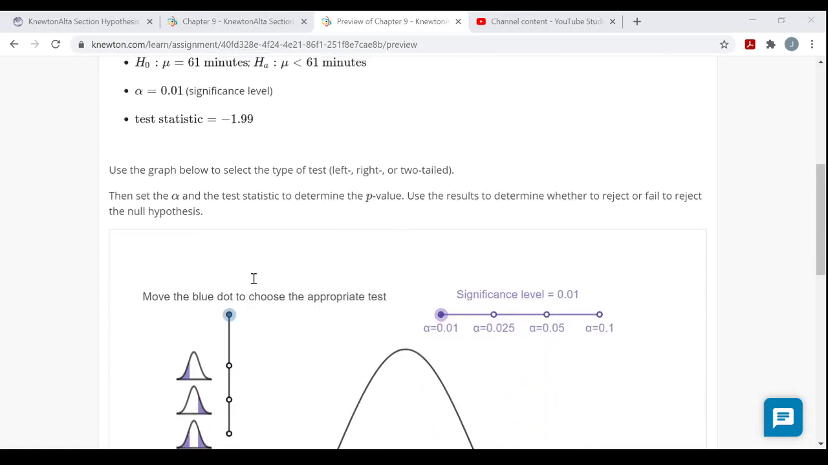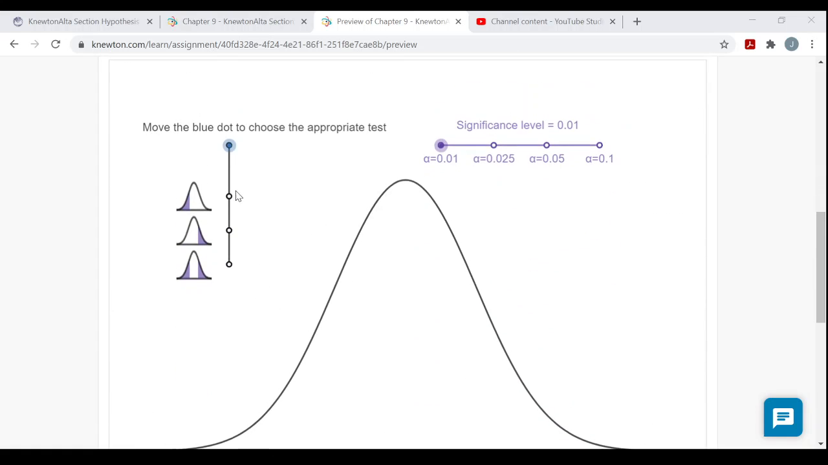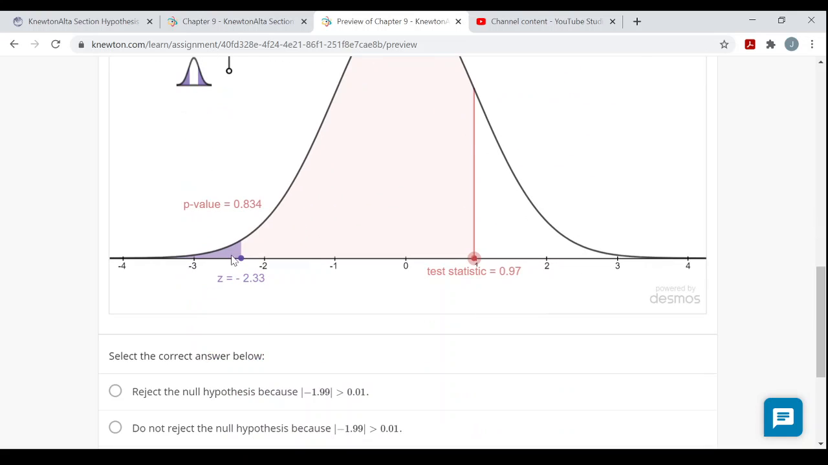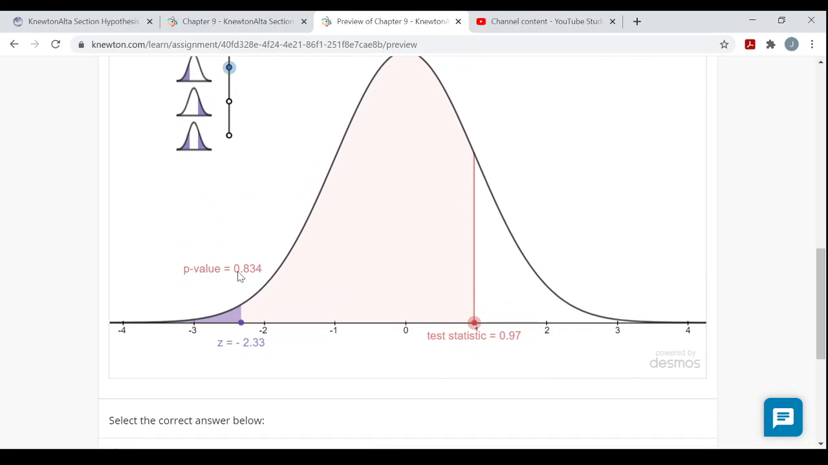Alright, so they're having us do this interactive thing. First we decide that it's a left-tailed test, so I move this dot here to this, come on, there we go. Left tail. You see they have the little rejection region and critical values set up. We're going to focus on the p-value though.